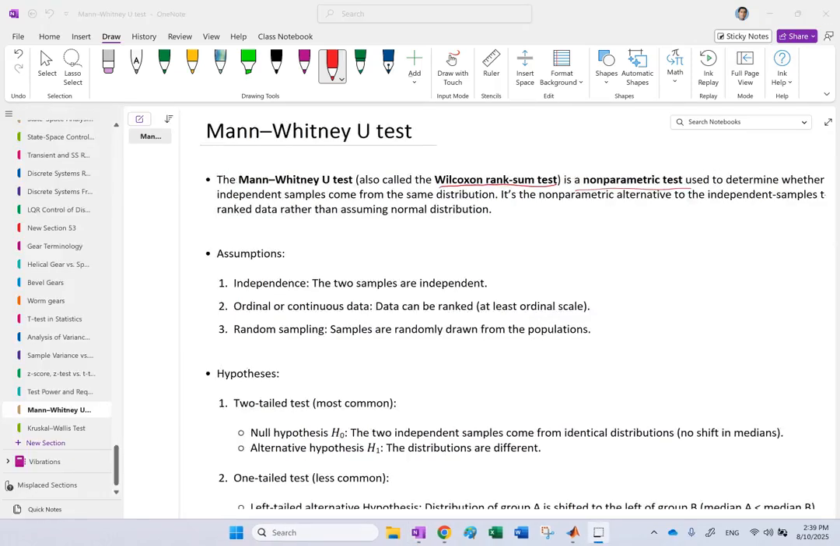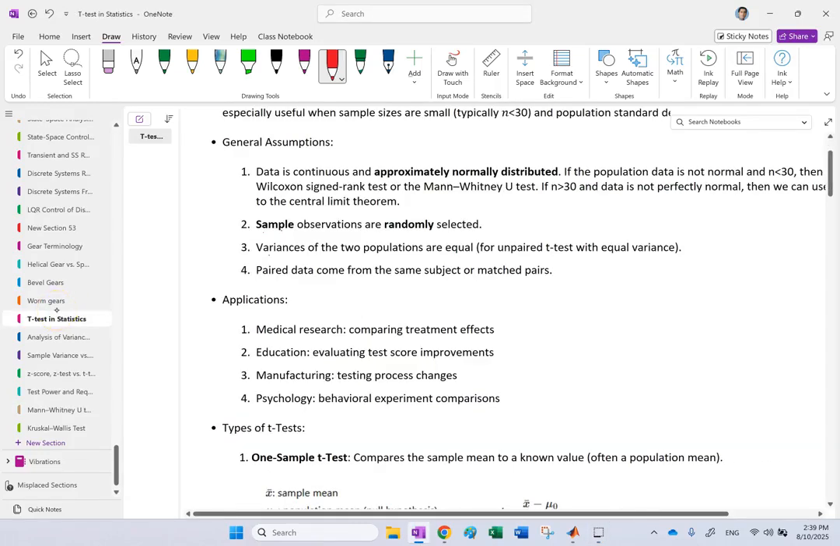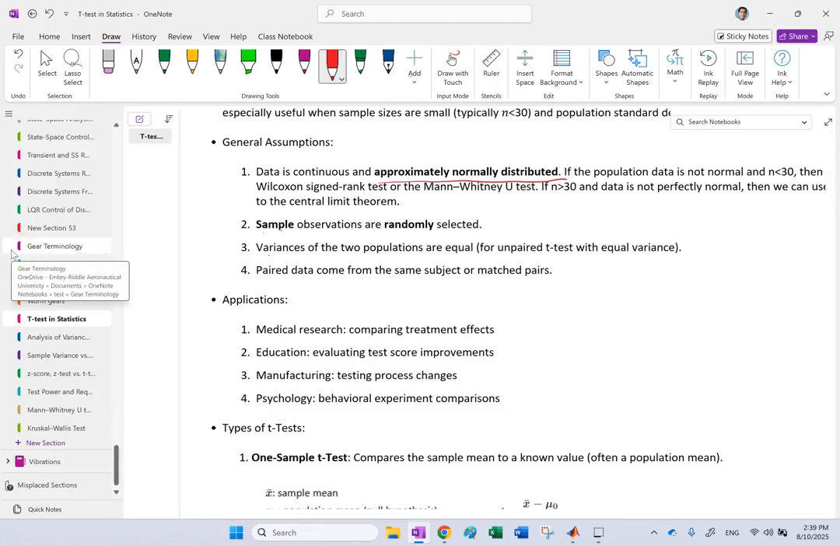If you remember, a few videos ago I published one on the t-test in statistics. And we learned that in the t-test, one of the first major assumptions is that your data is approximately normally distributed. Especially when the sample size is small, it is very important to have that normal assumption. And I said if it's not, then we can use the Wilcoxon signed rank test or the Mann-Whitney U-test. So that is the time now.